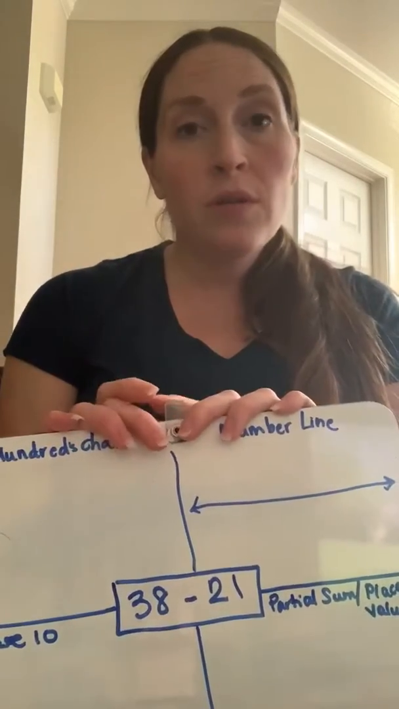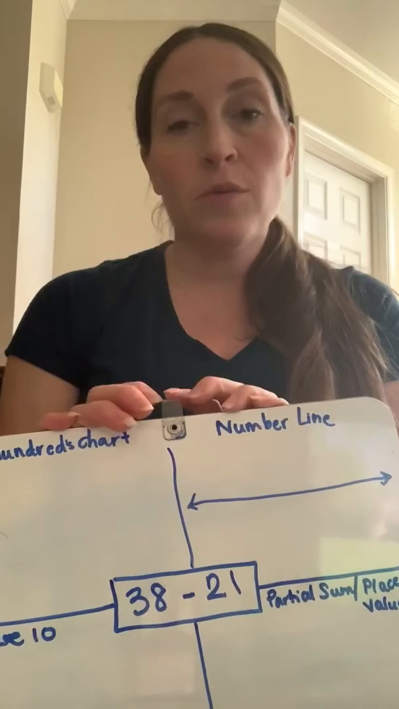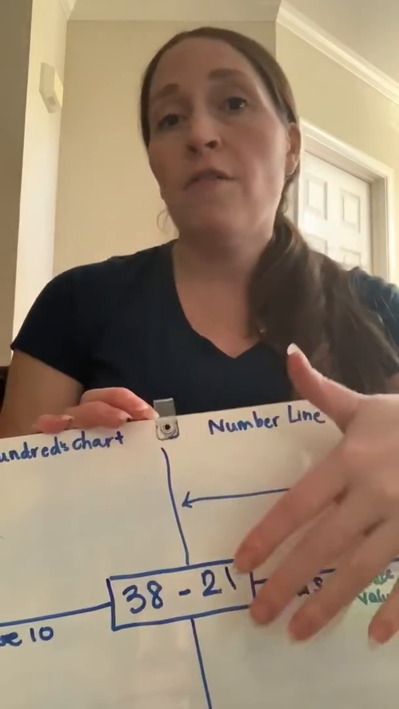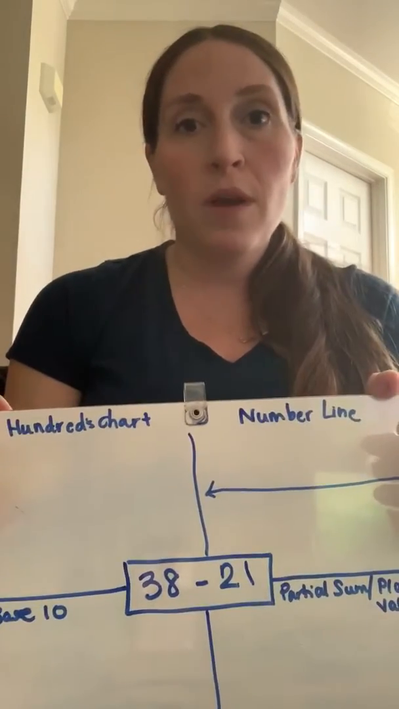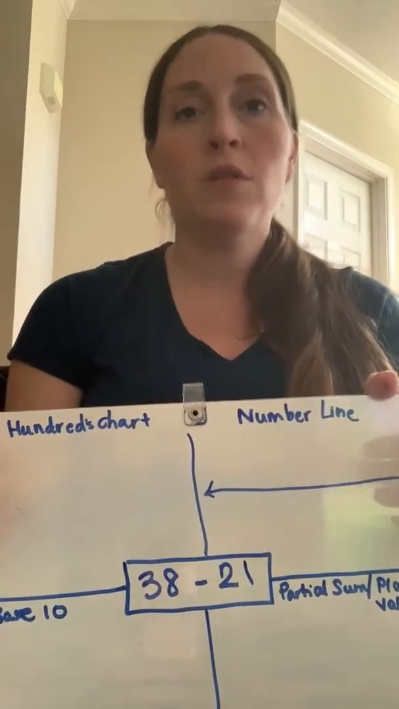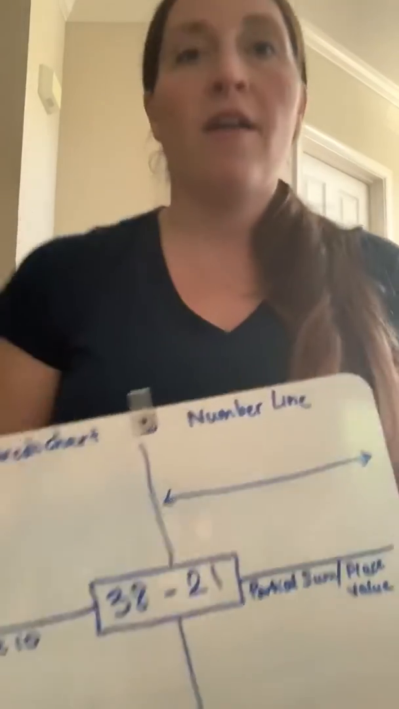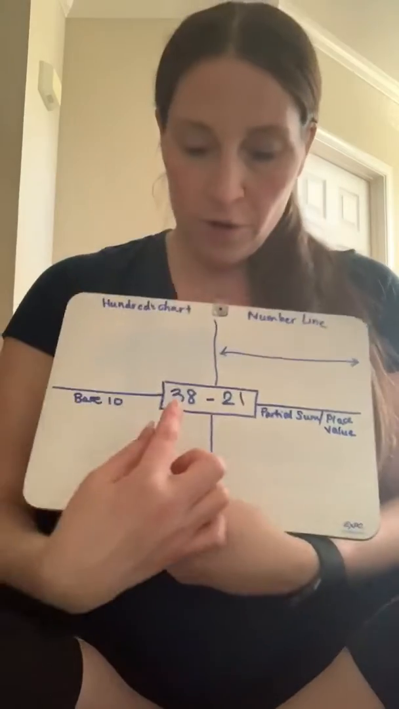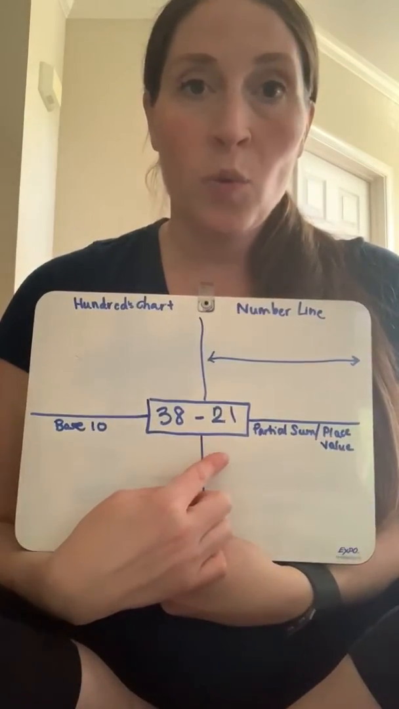If you choose to do some activities doing subtraction with two-digit numbers, you can solve it all four ways, or you can just choose the way that's easiest for you. As long as you know how to solve it one way, that's good. So our problem is 38 minus 21.